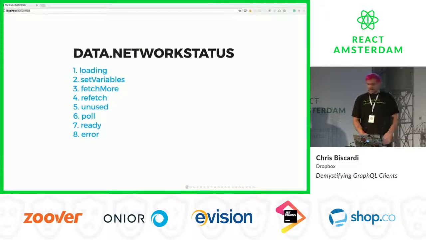We can get the network status, for example. There are 8 network statuses, one of which is not used. Everything under 7 is the same as checking data.loading. So if you say, if network status is less than 7, don't render the page, and then if it's greater, render the page. That's the same thing as doing if data.loading, don't render the page.